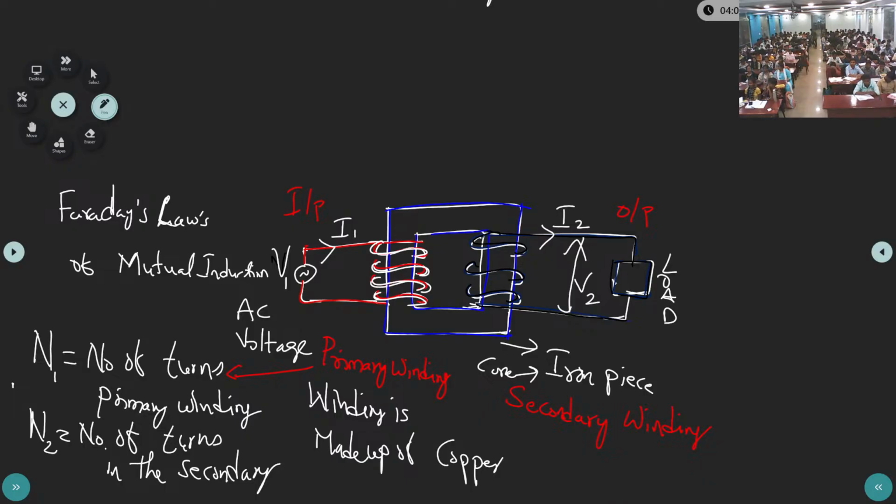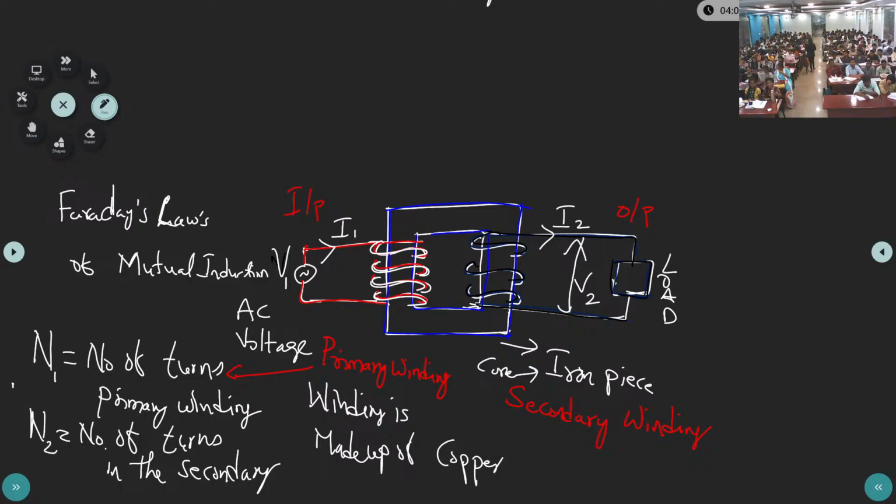And how many turns are we winding? N1 turns, the number of turns in the primary winding, and the number of turns in the secondary winding. These are the nomenclature with respect to the transformer, as well as the construction also.